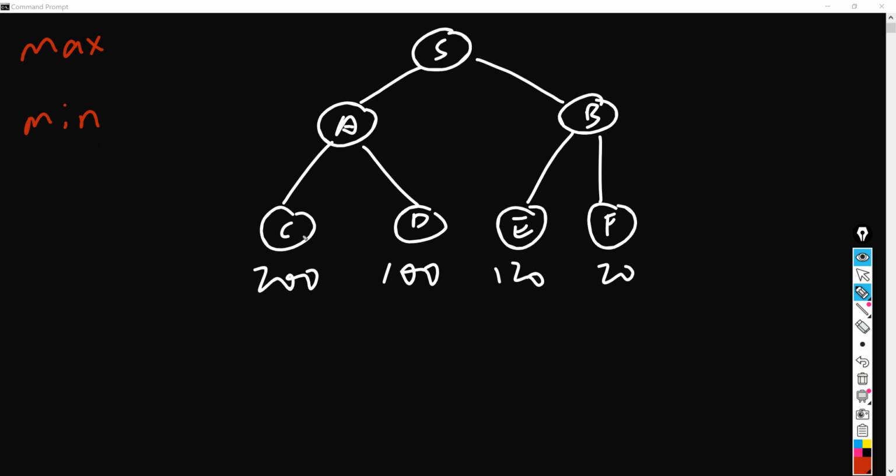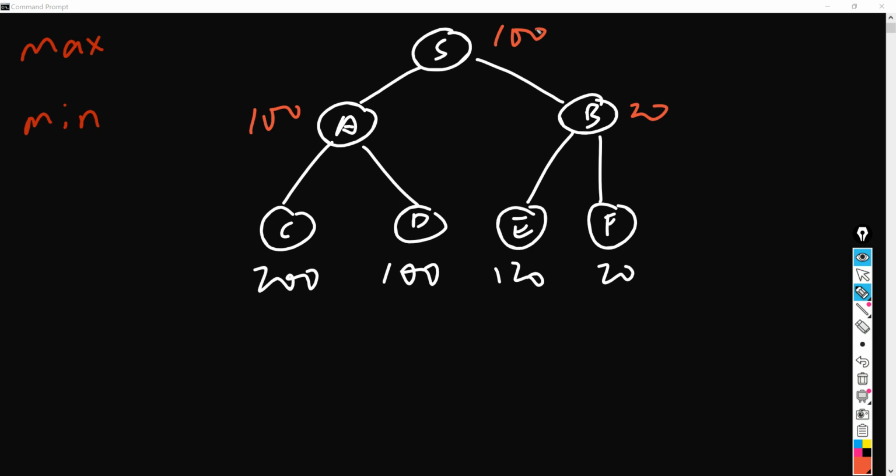For example, here the leaf nodes, or you could also say the terminal nodes, are 200 and 100. In order to get the minimized value, we compare 100 and 200, and that is 100. So node A's value will be 100, and same for B, which is 20. And in order to get the maximum value, node S here will compare 100 and 20, and of course the maximum value here is 100.